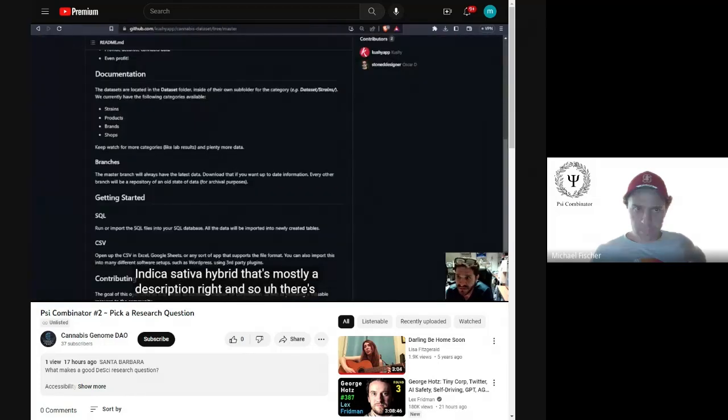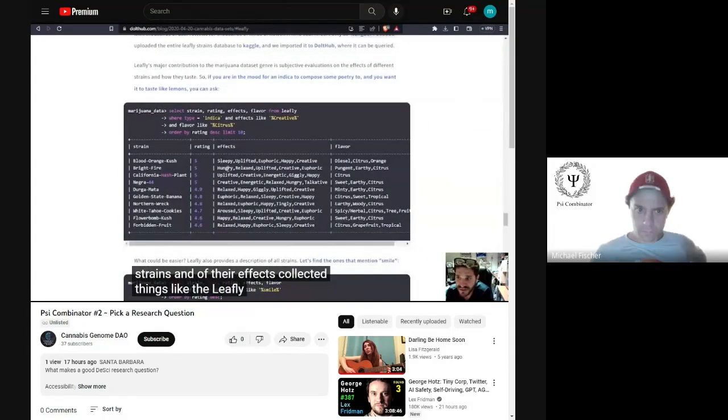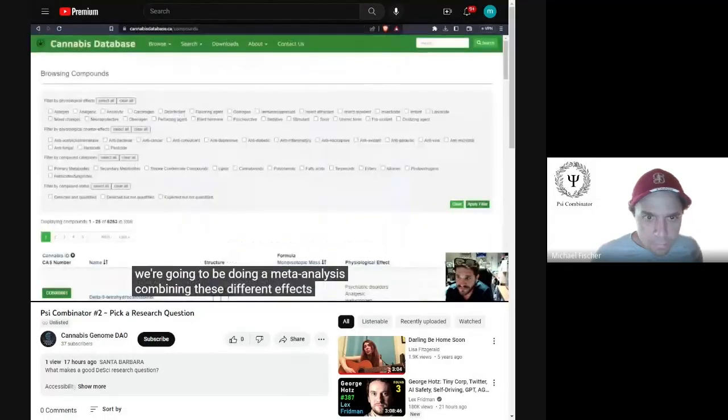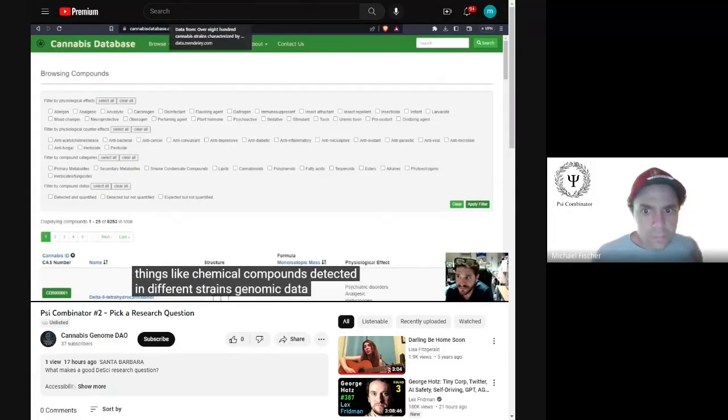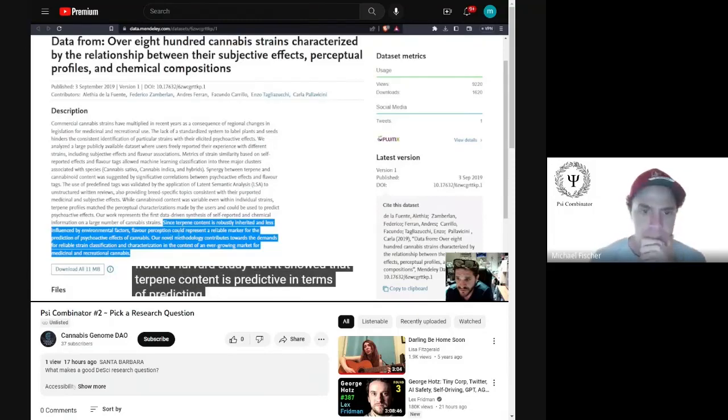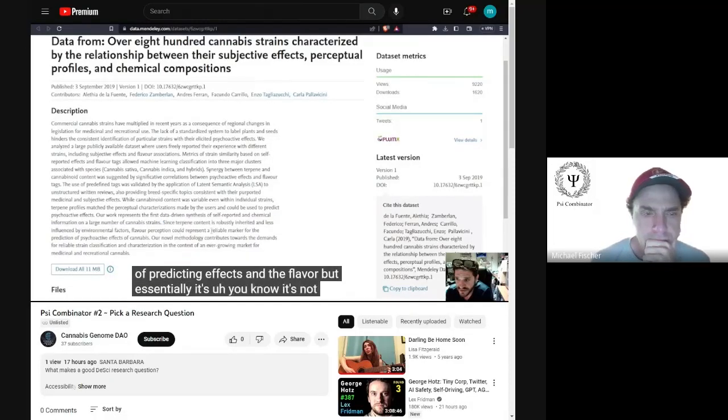There's actually been a bunch of descriptions of strains and of their effects collected, things like the Leafly data set. And so we're going to be maybe doing a meta-analysis combining these different effects with things like chemical compounds detected in different strains, genomic data, gene expression data, as well as data from a Harvard study that showed that terpene content is predictive of effects and flavor. It could represent a reliable marker. And so there's definitely room to improve upon these predictions.